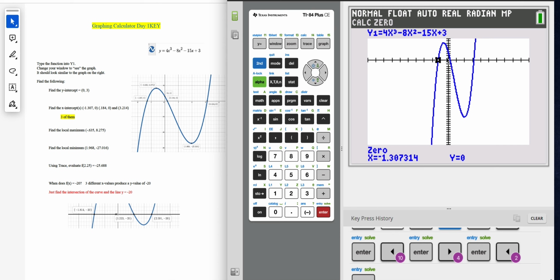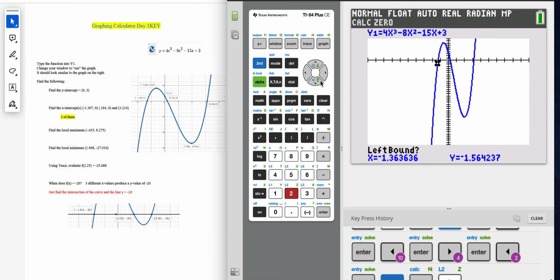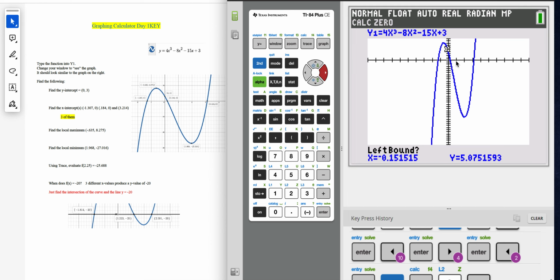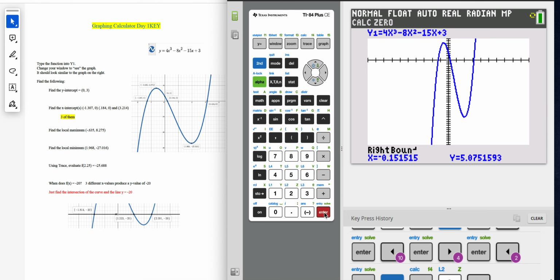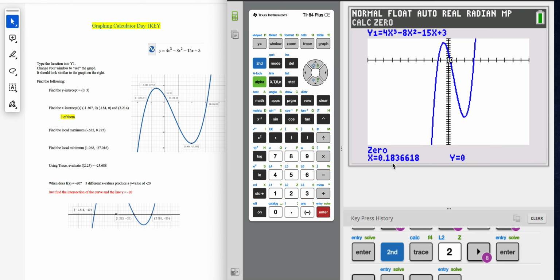That's one of them. All right, let's find the middle one. Second, calc, 0. Now you can scroll down to 2, or you can actually just hit 2. I'm going to go over here, and I'm somewhere to the left of this 0. Now I'm going to scroll to the right of that 0, and then I'm going to get somewhere close. And it's going to give me, when x equals 0.183, I'm going to get a y value of 0.